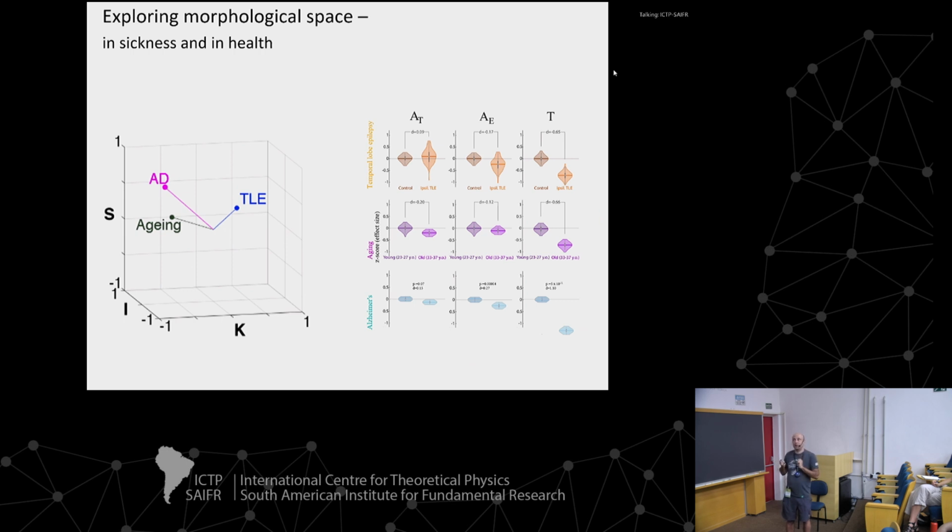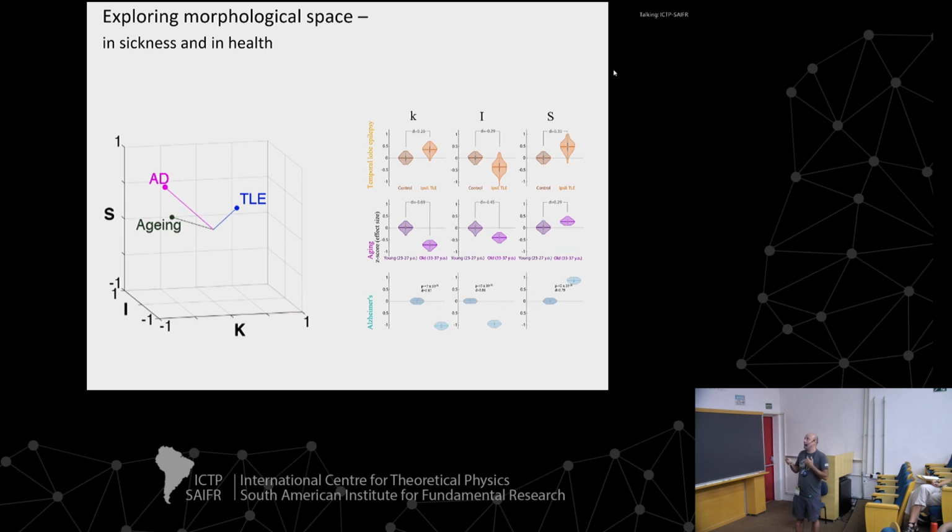But that's not so. The reason is that these three quantities are not independent. You cannot analyze them separately. If you look at approximately independent variables, you see something very, very different. So now look at the K, the I, and the S. Remember, the invariant shape, the morphological complexity, and the size.